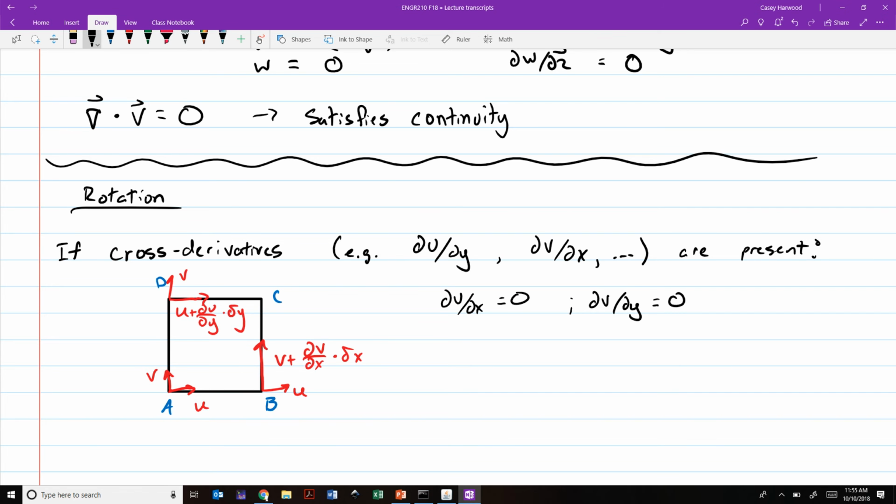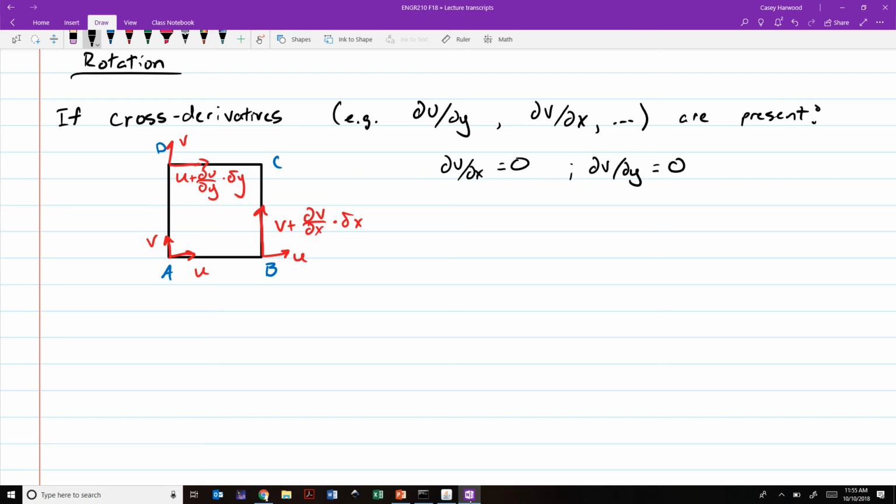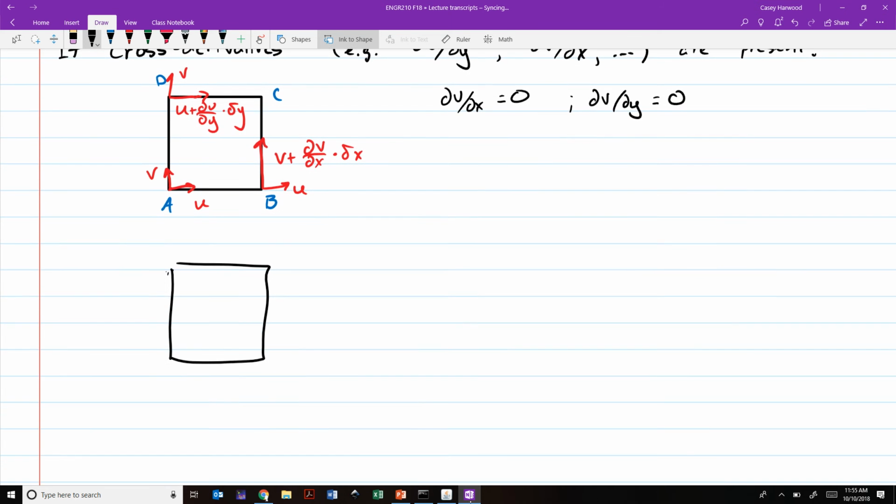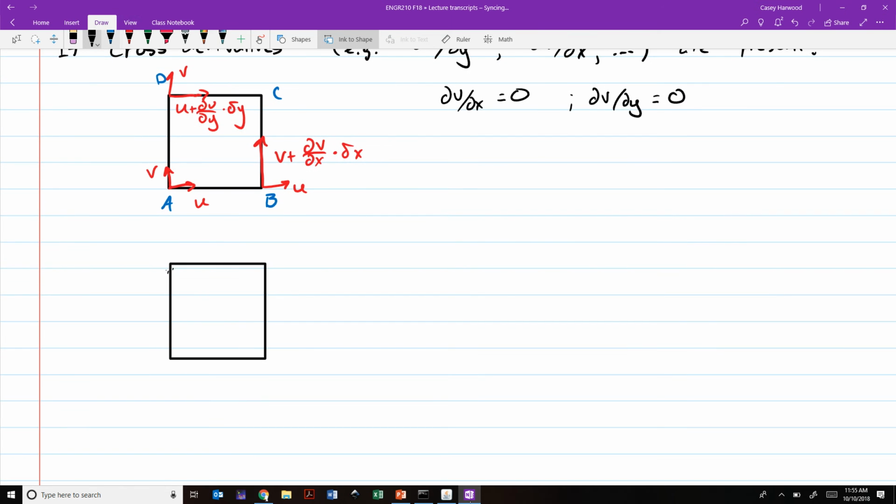And so as time elapses, what's going to happen to our nice square box is that the two legs of this box, AB and AD, are going to start to rotate.